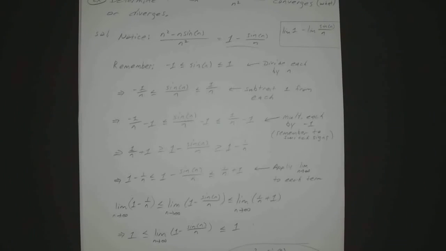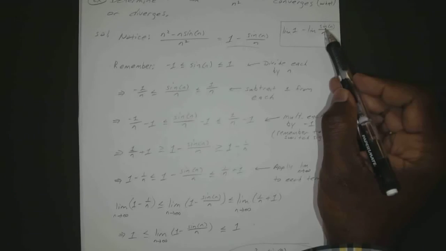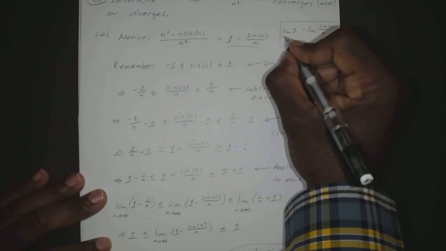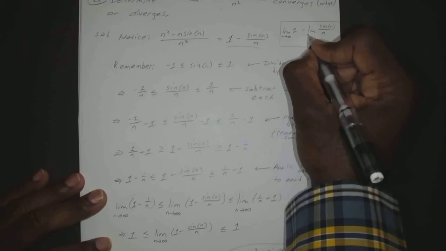Would you be able to write it as, like, plus the limit of negative sine of n over n? Oh, yeah, if you wanted to, you could have done it that way. Because even if you had, let's say, a constant up here, a negative constant is still just a constant. As n approaches infinity.